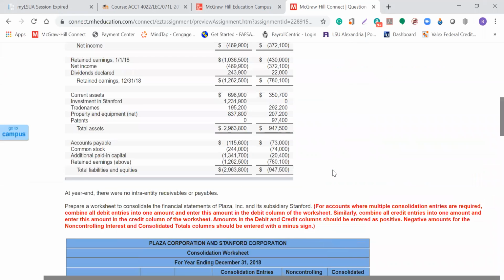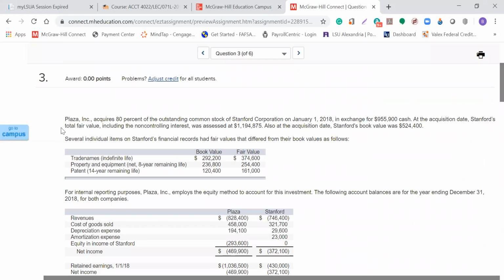So here, you're given a worksheet, and Plaza acquires 80% of the common stock as of January 1st. In exchange, it gives $955,900. At the acquisition date, total fair value, including non-controlling interest, was assessed at $1,194,875. Also at the acquisition date, Standard's book value was $525,400.